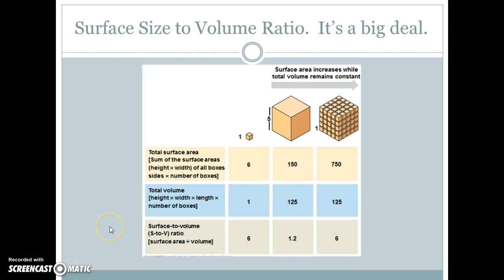Some processes, such as diffusion of water, do not require energy. It's a free-moving process.